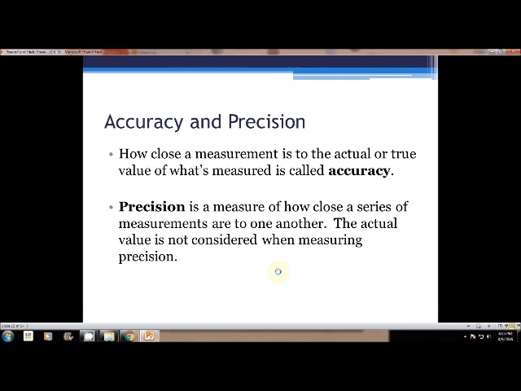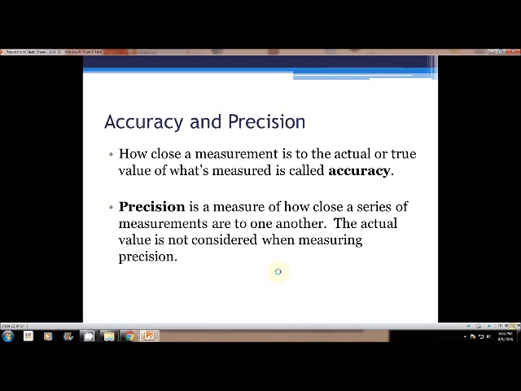We also have to deal with accuracy and precision in chemistry. How close the measurement is to the actual or true value of what's measured is called accuracy. So how close is it? How accurate are you? And precision is a measure of how close a series of measurements are to one another. So the actual value is not considered when measuring precision.